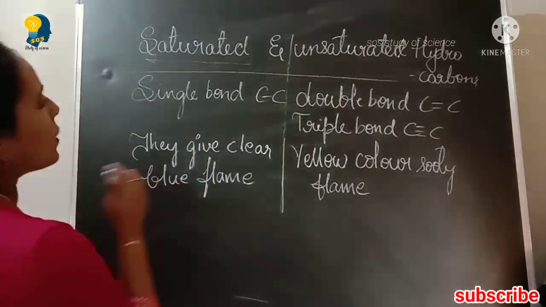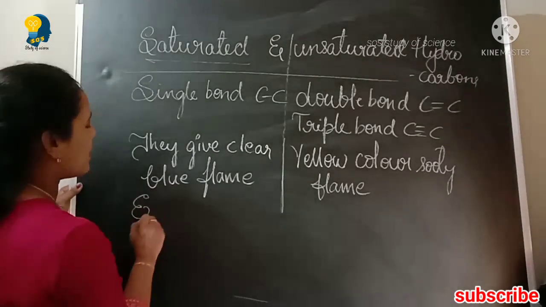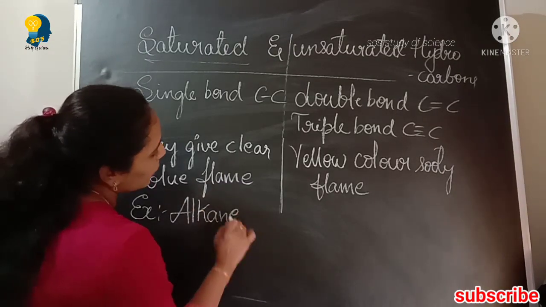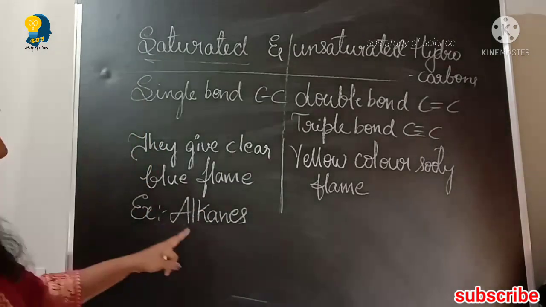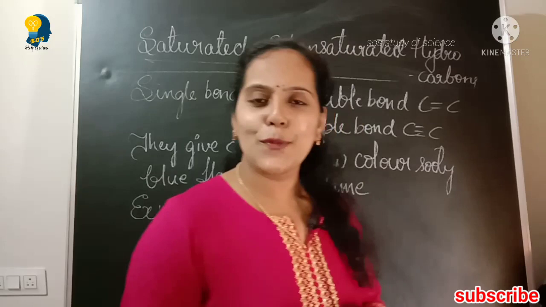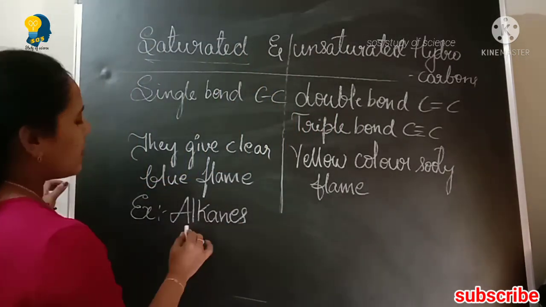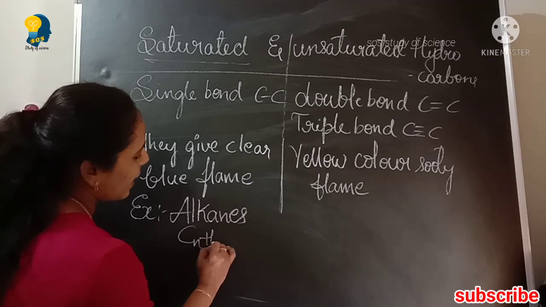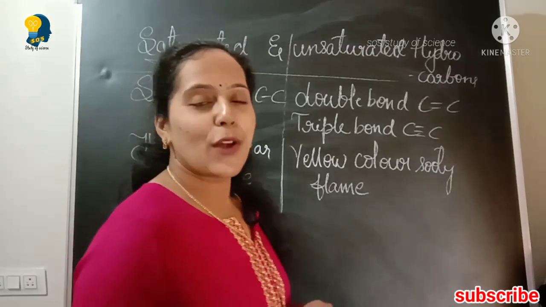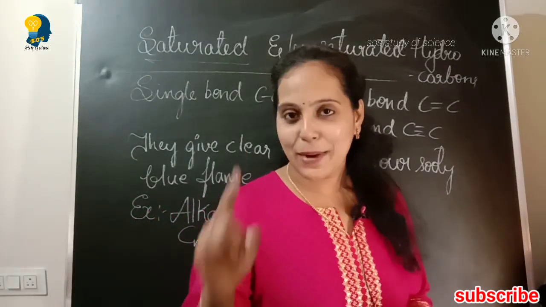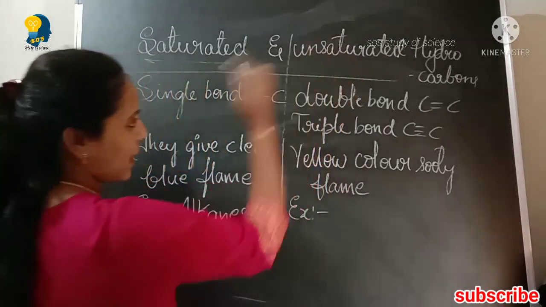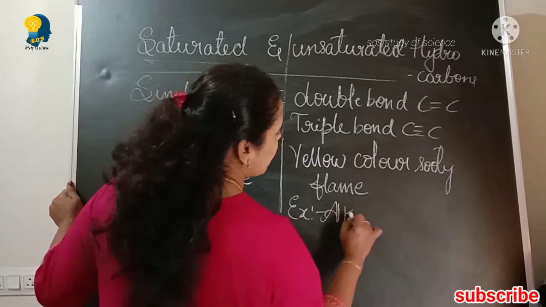Let me give you an example for saturated hydrocarbons. Alkanes belong to saturated hydrocarbons. So what is the formula of alkanes? Very importantly, the formula for alkanes is CnH2n+2.